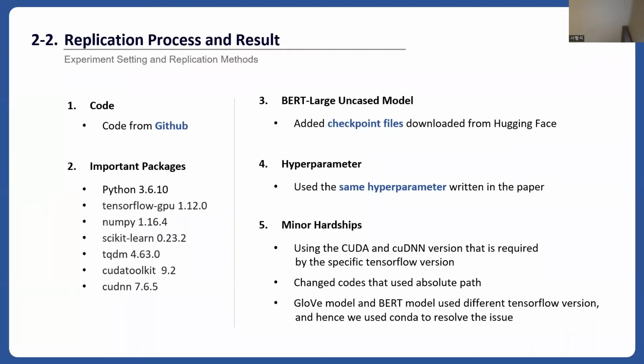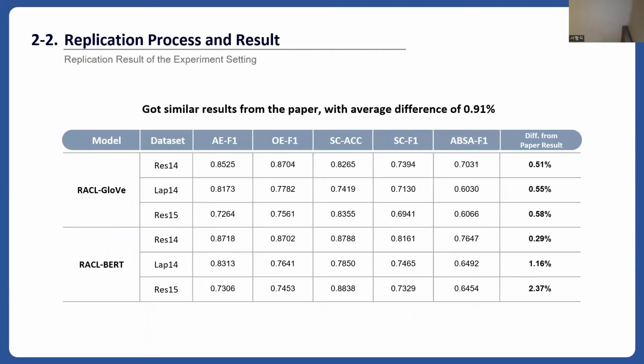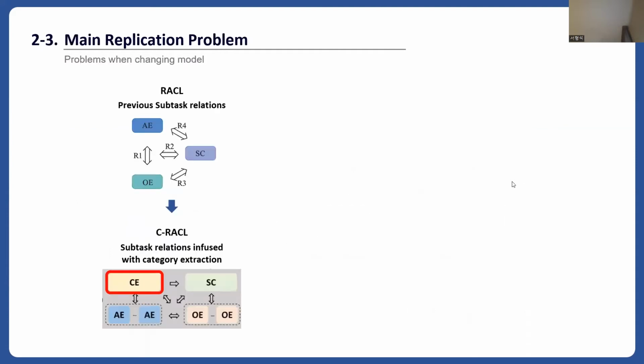We used the code from GitHub and the packages as follows. We used the BERT-large uncased model from Hugging Face and used the same hyperparameters from the paper. This is the main result of our application process. We succeeded in getting similar results to the paper, with an average difference of only 0.91%.